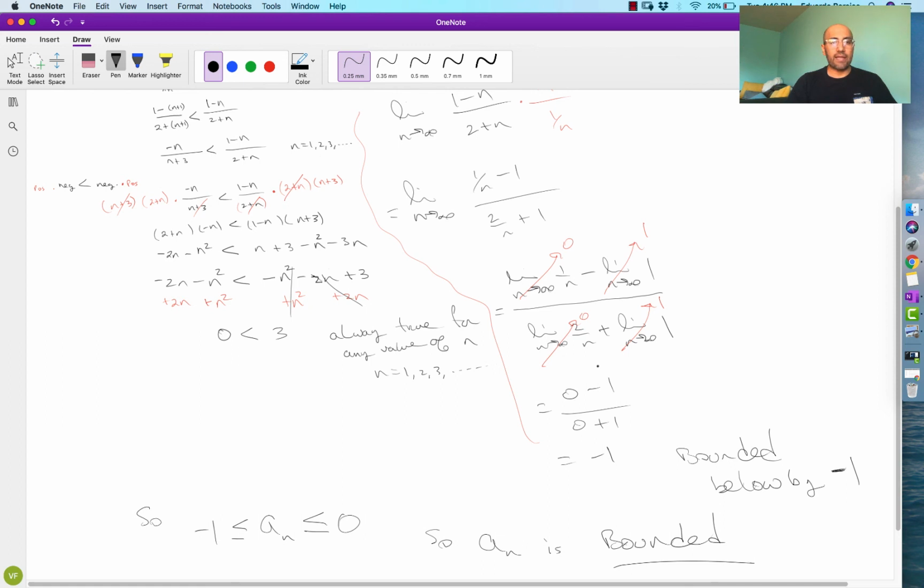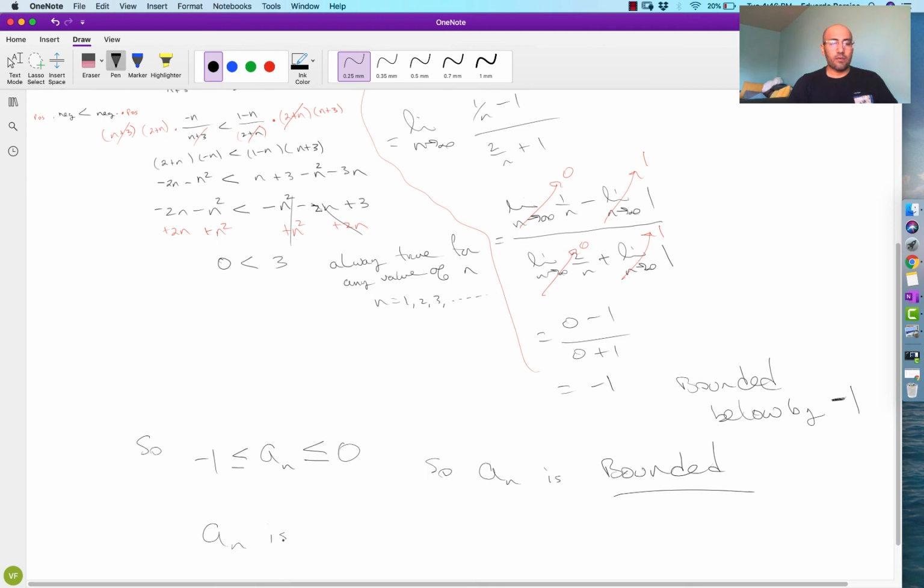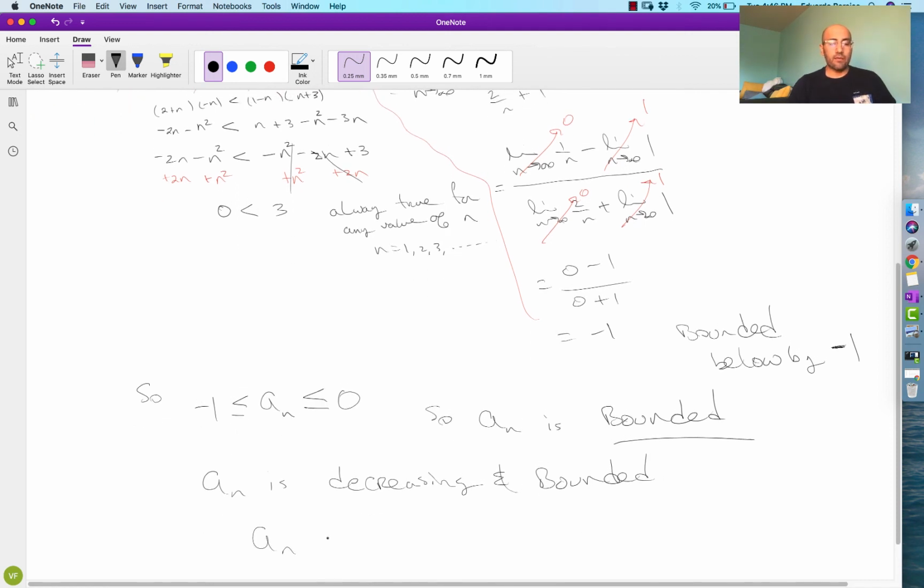And we established that it was decreasing. And so because we know that a sub n is decreasing and bounded, it didn't ask us this, but we can conclude that a sub n converges. All sequences that are bounded and monotone converge. The fact that it's decreasing means that it's monotone, it's going in one direction, so it converges. All right, that should be enough to take care of the homework, I think.